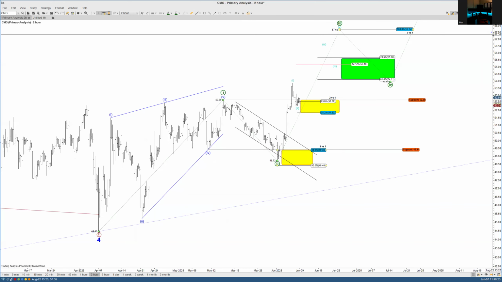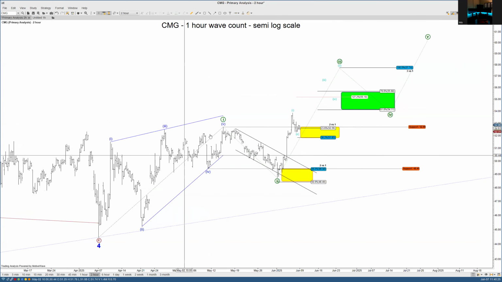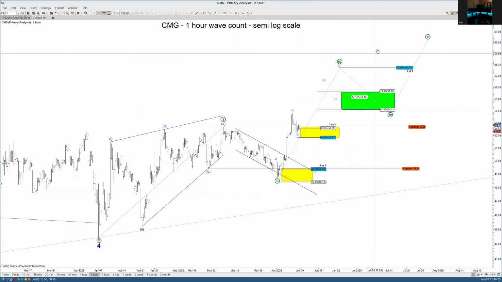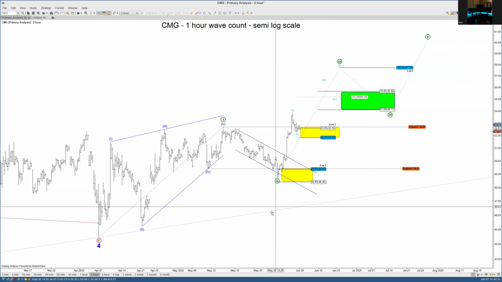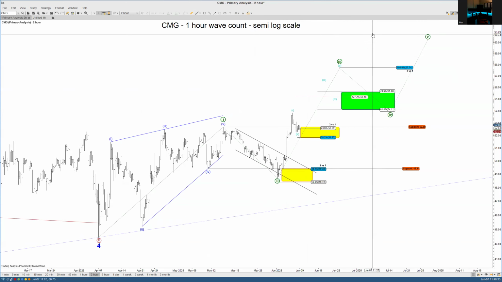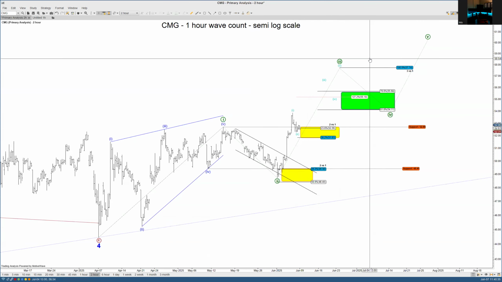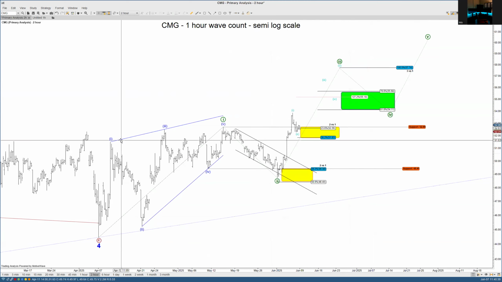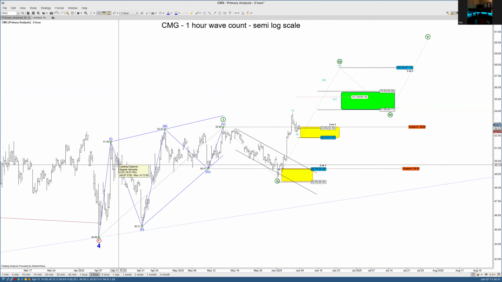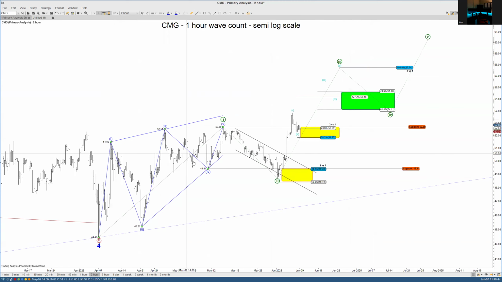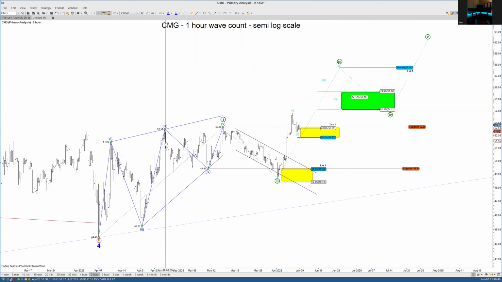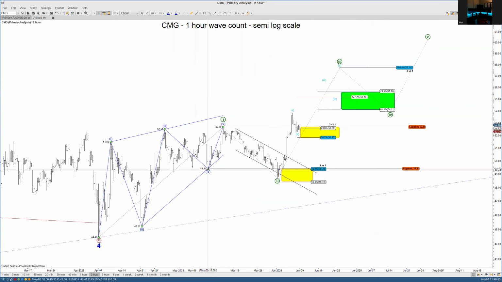Because what happens here is you have five here, three here. You want to catch that third wave. That's the money wave right there. This chop right there, three up, three down, three up, three down, three up, three. This right there is a nightmare to trade.